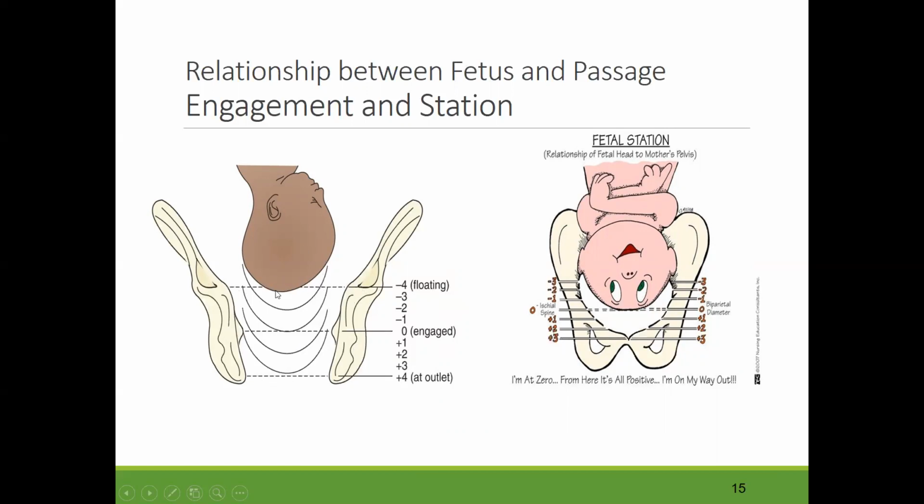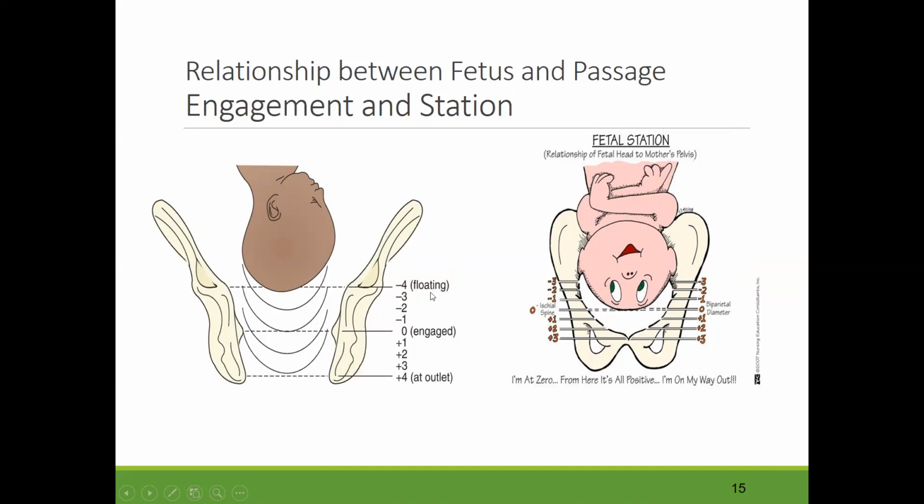It's fitting here. Okay. Now, station is the relationship of the presenting part to an imaginary line between the ischial spines. The ischial spine is the narrowest diameter for the fetus to pass. So if the presenting part is higher than that ischial spine, it's given a negative number because it's farther away, it's in the negatives. If it's at that line, it's a 0. And when it's past that line, it's given a positive number. Okay. So here is a -4 because it's farther away.